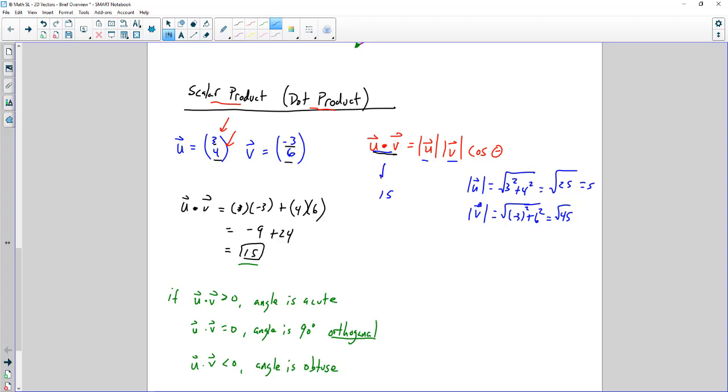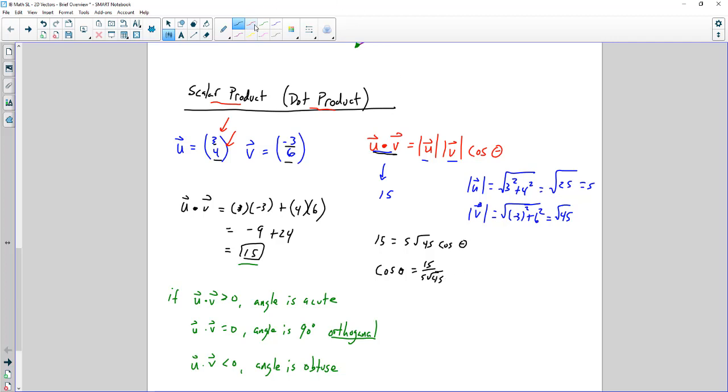So we have this dot product here, so here's what we're going to get. We're going to say that 15 is going to equal 5 times root 45, times the cosine of theta. So to find the angle between them, we just solve for cosine by dividing both sides by 5 root 45. So this is going to be 15 over 5 root 45. And that's what cosine will equal.